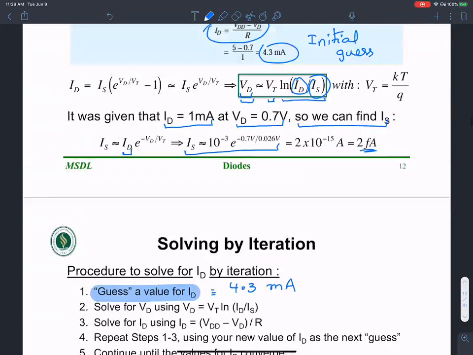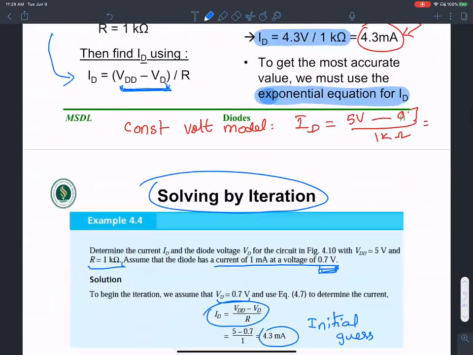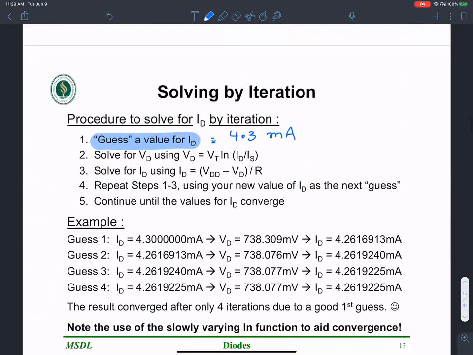Okay, so this is the initial guess that we came up with. Then we solve for VD using the equation VD equals VT ln(ID over IS). Once we had a rough estimate for ID, we calculated a value for IS to be 2 femtoamperes. Now using that 2 femtoamperes, knowing VT to be 25 millivolts, and using a value of ID of 4.3 milliamperes, we get a new estimate for VD. Once we have a new VD, we find a new ID.